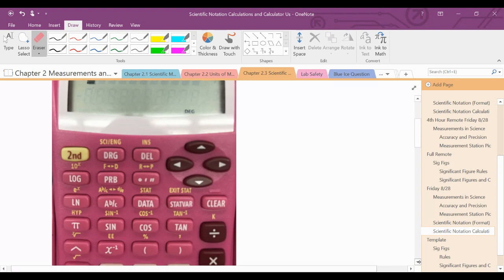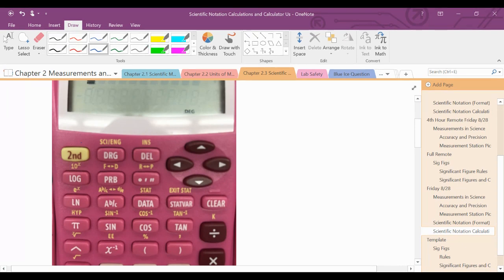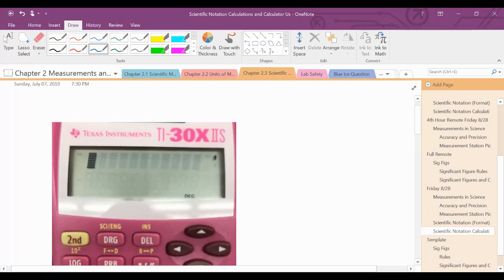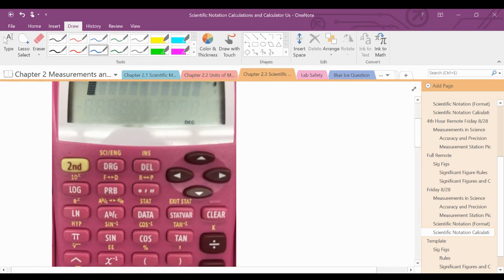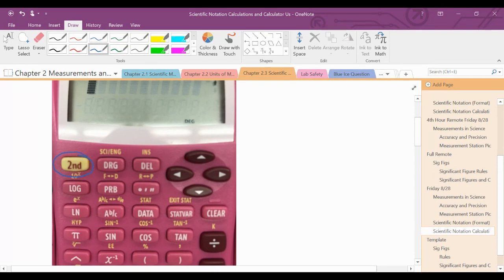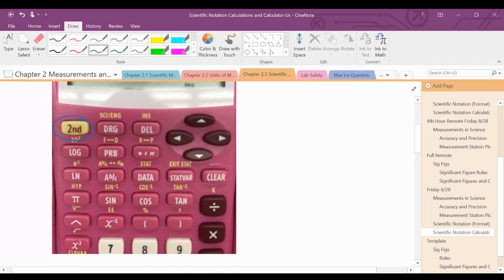And so we will go over how to multiply first. But first, I just want to show you the buttons that you're going to need. So you would type in your M value, your number that is greater than or equal to 1 but less than 10. And then you would select the second button here, the top left-hand corner. And then you need this here. We're looking for that EE, this button.